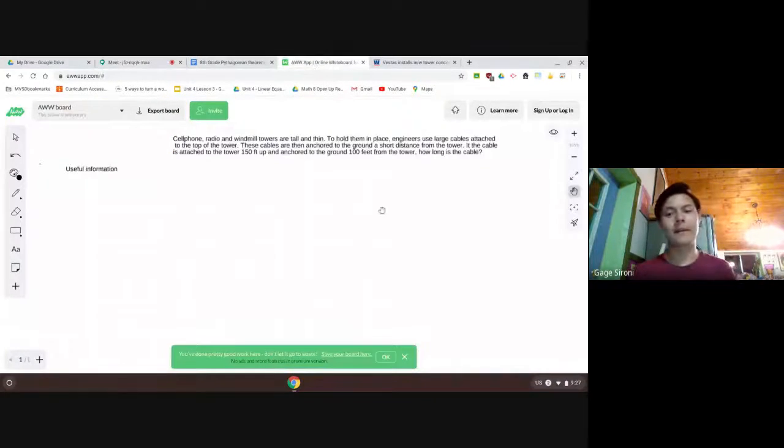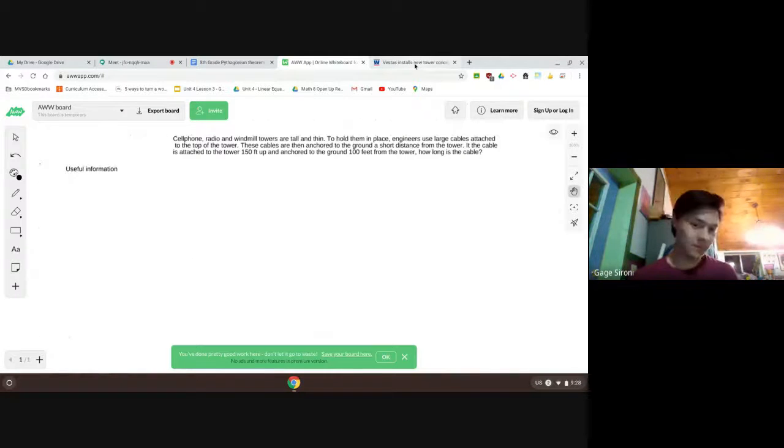Okay. So this is a problem written kind of like the ones that you have to submit to me later. Obviously different numbers, different ideas, but same principles going on. So it says, cell phone, radio, and windmill towers are all tall and thin. To hold them in place, engineers use large cables attached to the top of the tower. Then these cables are anchored to the ground a short distance from the tower. Just to give you an idea of what we're talking about.